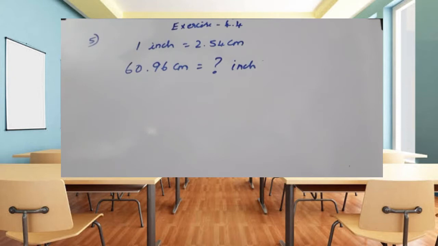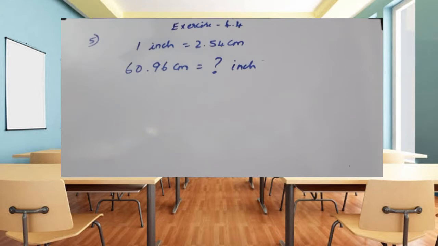We are seeing 7th standard maths, chapter 4 decimals, exercise 4.4. In the last video, we have seen up to sums 1 to 4. In this video, we will see from the fifth sum.